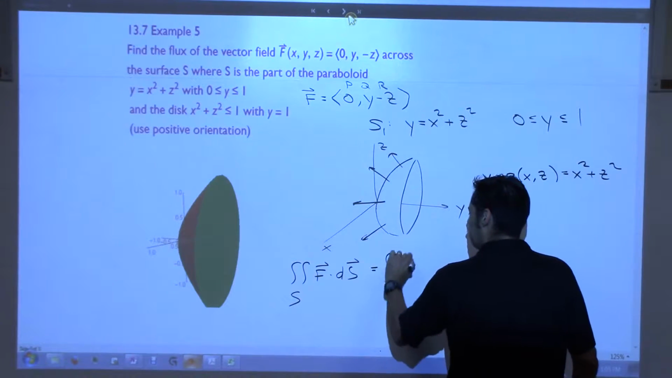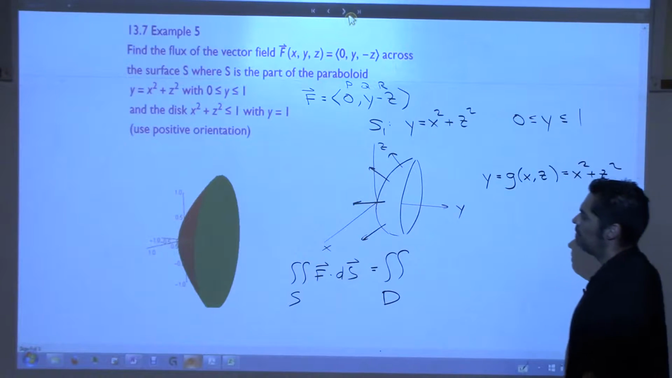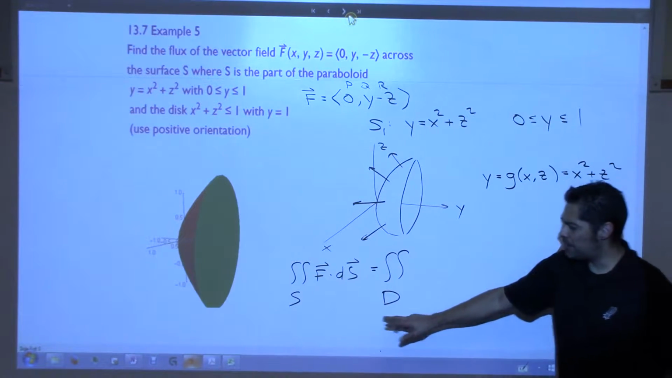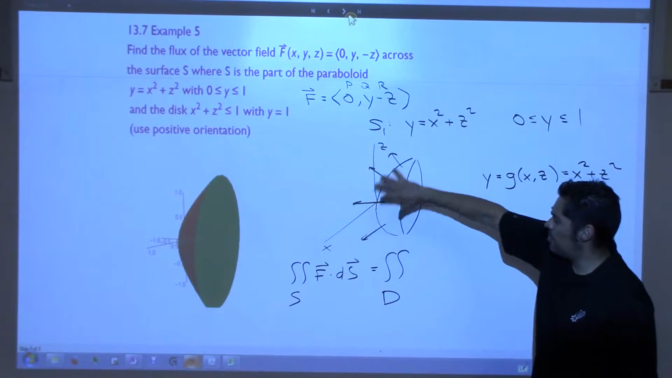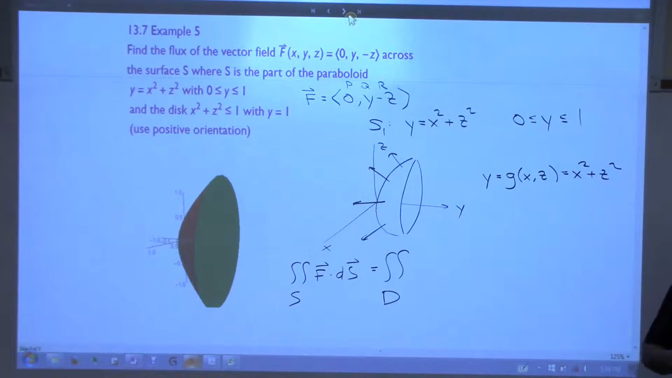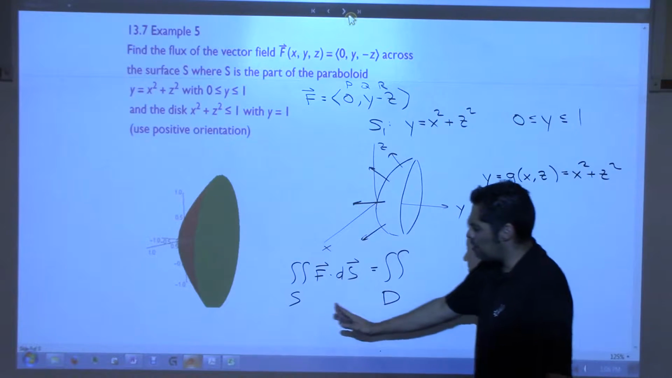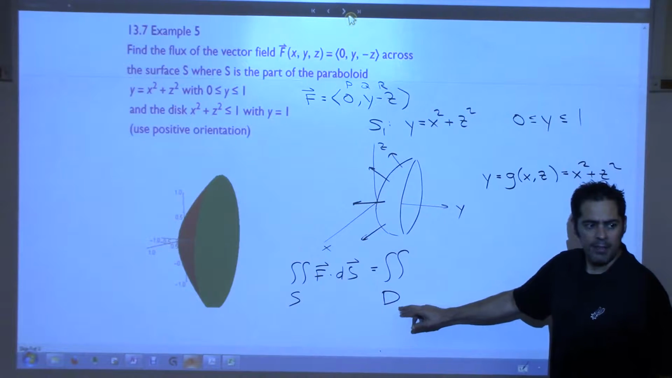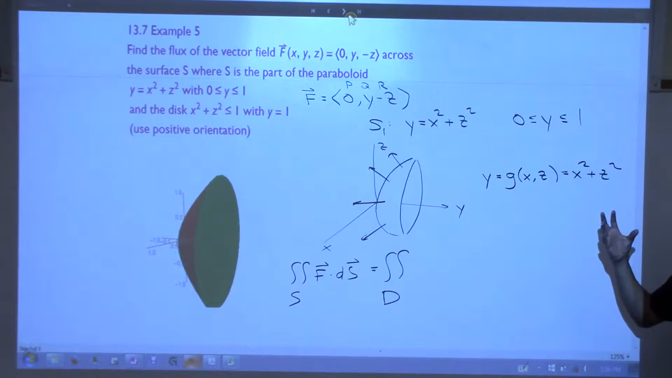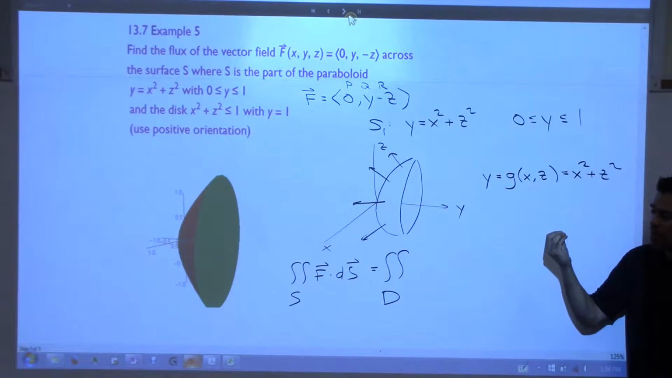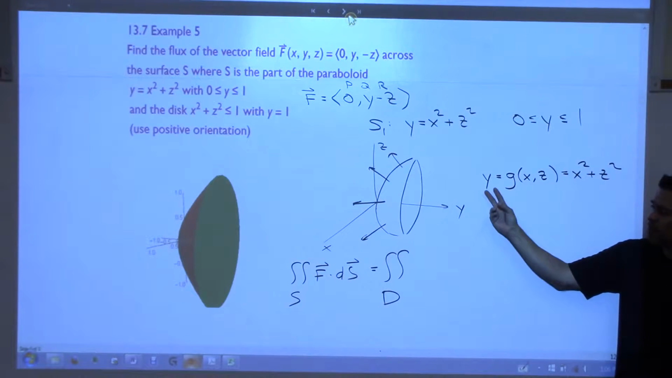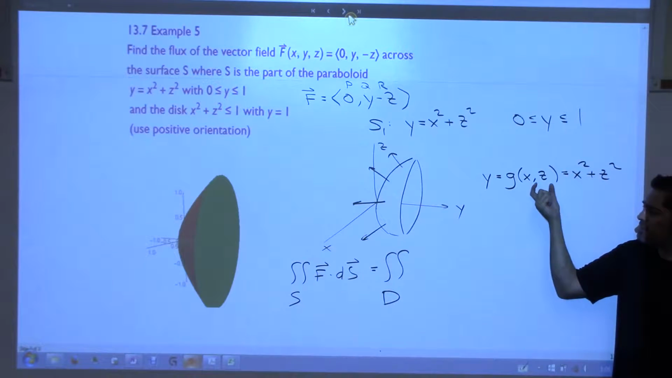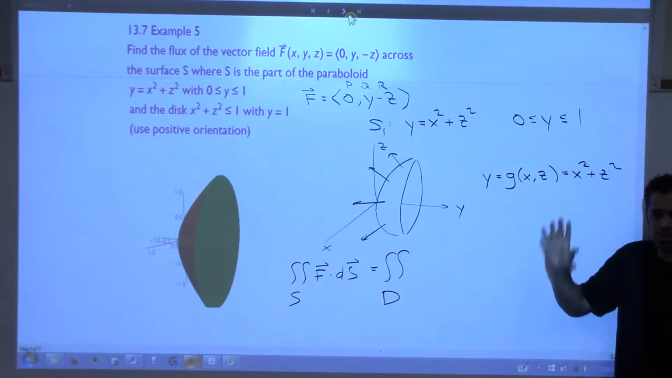is going to turn into a double integral over D. Now, what's D? Because S is the entire surface, right? This curved surface. What is D? No, that's our dS. We're switching our integration here from saying over the surface to over D. It's the circle. It's the actual constraints of the two variables that are controlling y. So D is going to be our restrictions on x and z, which we have not addressed yet.